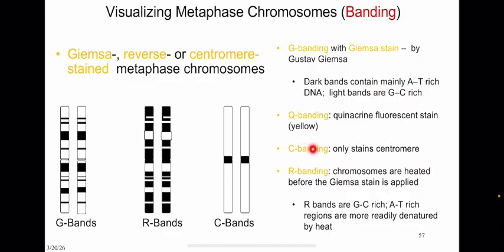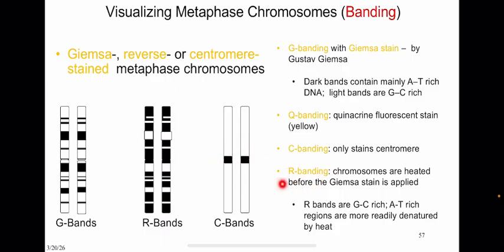We also have Q banding, C banding, and R banding. R banding is the reverse of this, I'll talk about that. For Q banding, we use something called quinacrine fluorescent stain, and that's yellow. Nothing much was said about it. And C banding is only used in staining the centromere. This is not really important. It's only important when we are interested in looking at the centromere.